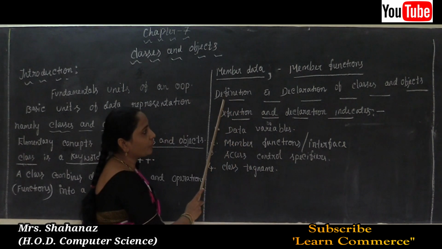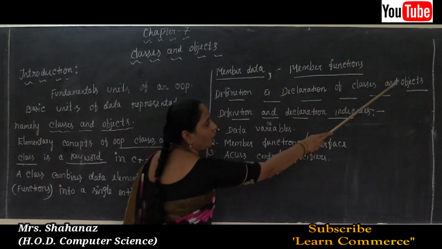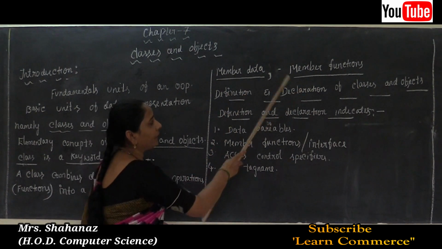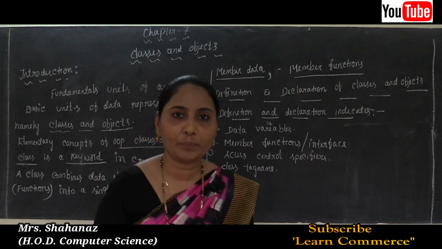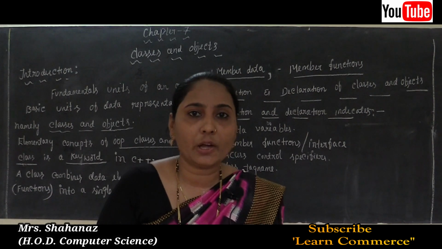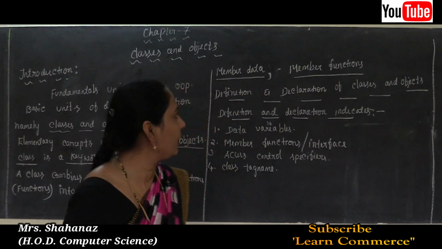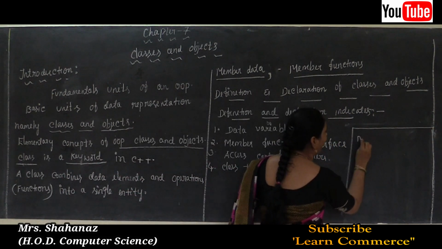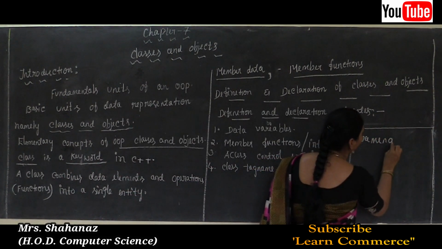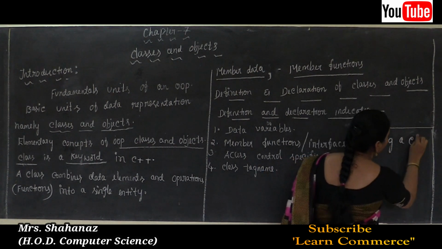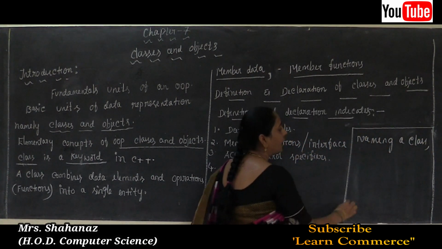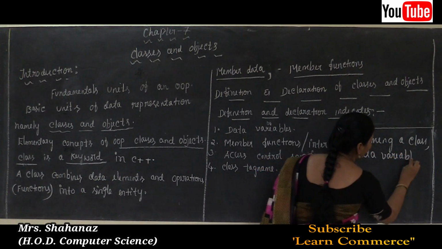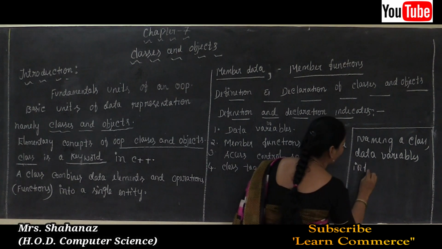Actually it's a definition of classes and declaration of the objects. Now here our definition and declaration of a class says something. A class definition is a process of naming a class. It is the process of naming a class, the naming of the data variables and also the interface operation of the class.